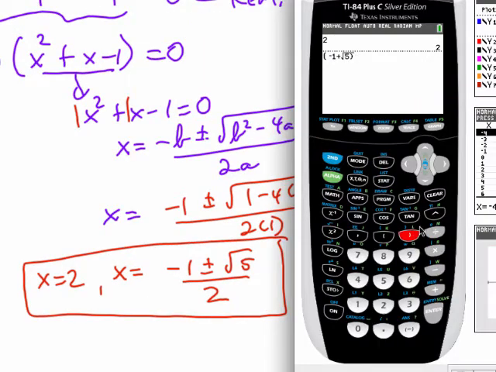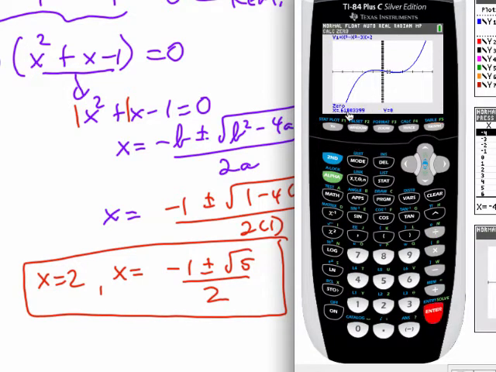Okay, let's just do a little check with the calculator here. As a decimal, we get 0.618. If we go to our graph, that would relate to the 0 of the function, which looks like the one right in here, 0.618. Alright, and then the other one would be negative 1 minus root 5 over 2.